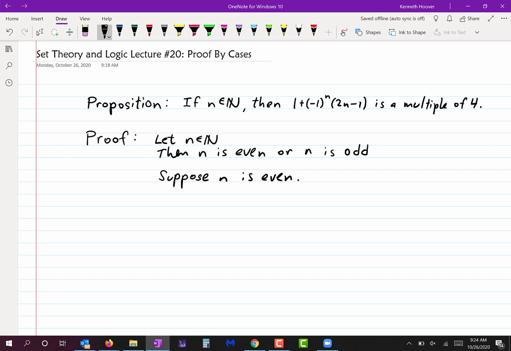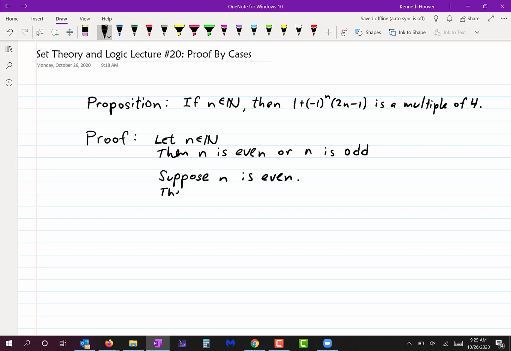So remember what you want to show. You want to show that this is a multiple of 4, so I'm hoping that that will equal 4 times an integer. All right, what do I have to go on? Well, n is even, so that tells me something about n, which I should write down, and it also tells me something about negative 1 to the n. Okay, so let's write these down here.